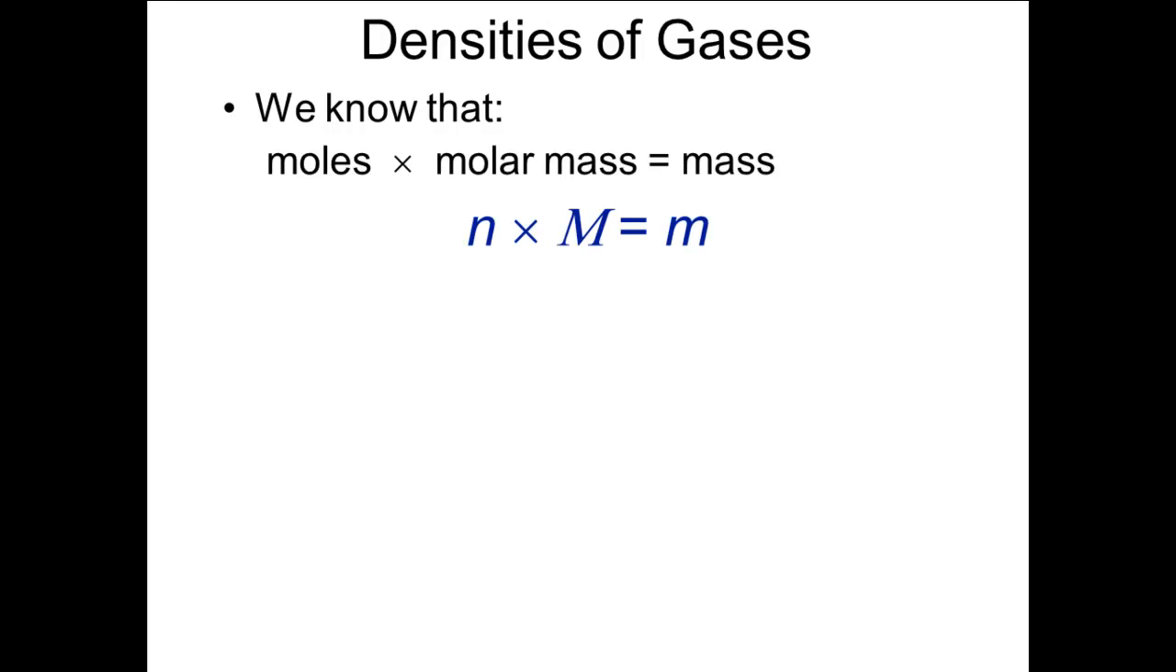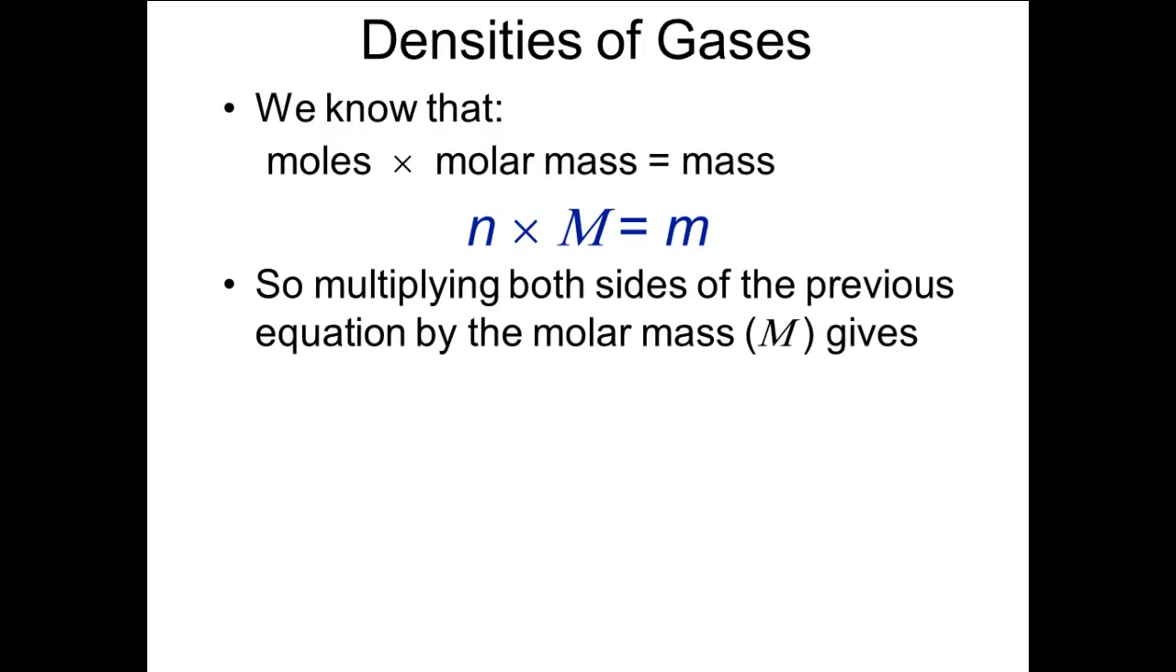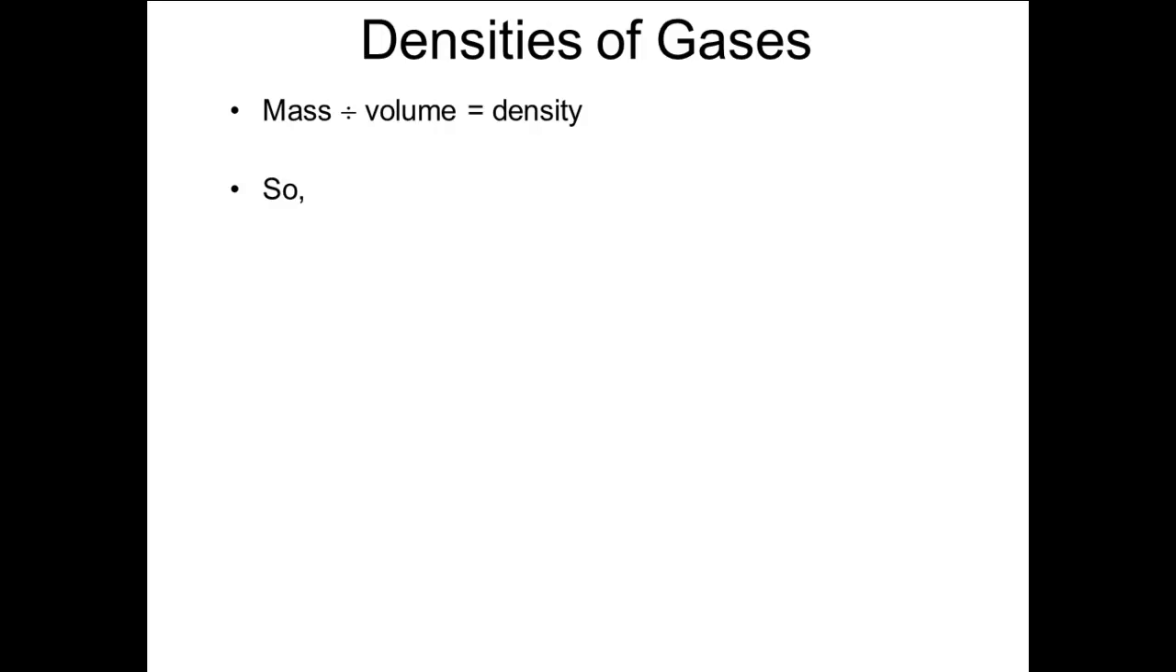We know that moles times molar mass gives grams. So, if we multiply both sides of the previous equation by molar mass, capital M, we get moles times molar mass over volume equals pressure times molar mass over RT, which reduces to mass over volume equals pressure times molar mass over R times temperature. This does give us the density, since density is mass over volume.